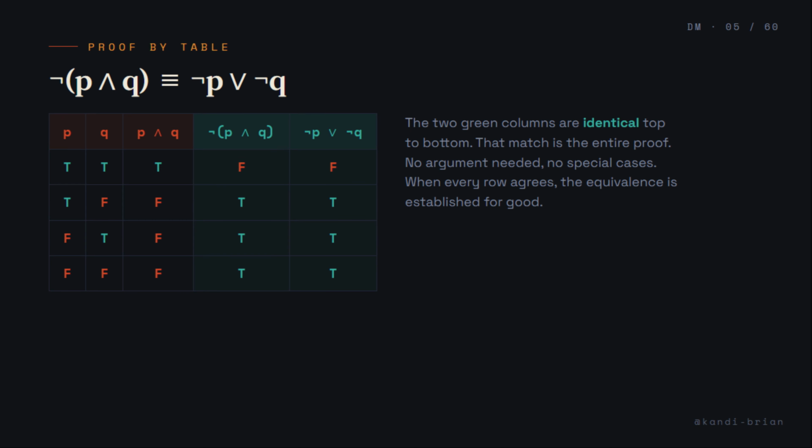Let's prove the first law. We want to show the negation of P and Q equals not P or not Q. Build both as columns. First P and Q, then negate it for the left side. Then build not P or not Q for the right side. Now compare the two green columns row by row. False, true, true, true on the left. False, true, true, true on the right. They're identical top to bottom, and that matches the proof. There's nothing to argue about, no case left unchecked. This is the real power of truth tables. Equivalence becomes something you can simply look at and confirm.